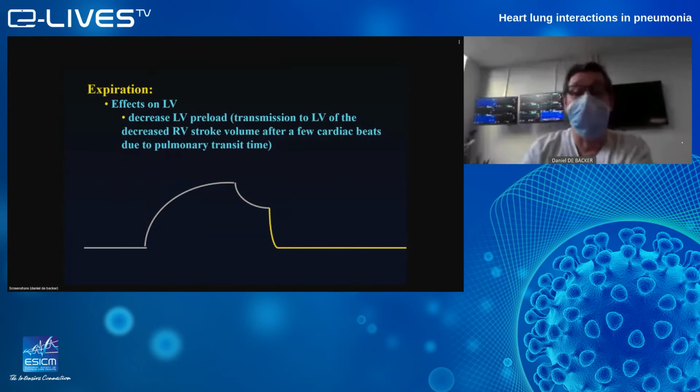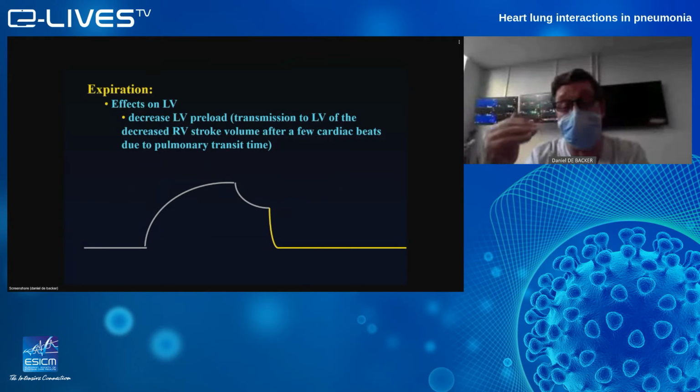During expiration, there is something different occurring on the left ventricle, because there is the decrease in the left ventricular preload that will be related to the transmission to the left ventricle of the decreased right ventricular stroke volume, and this occurs after a few cardiac beats. So usually, because we have during the inspiration the decrease in the right ventricular stroke volume, this reaches the left ventricle only at the initiation of the expiration. So we see the decrease in left ventricular stroke volume only during expiration.